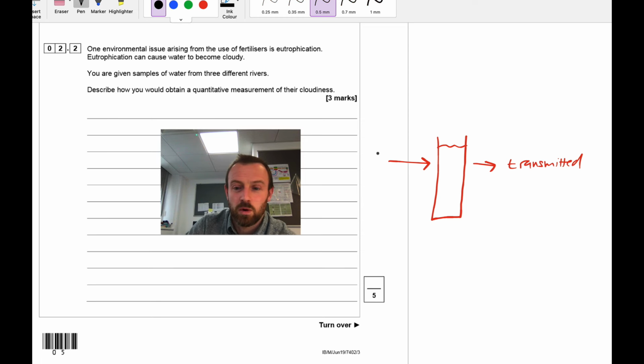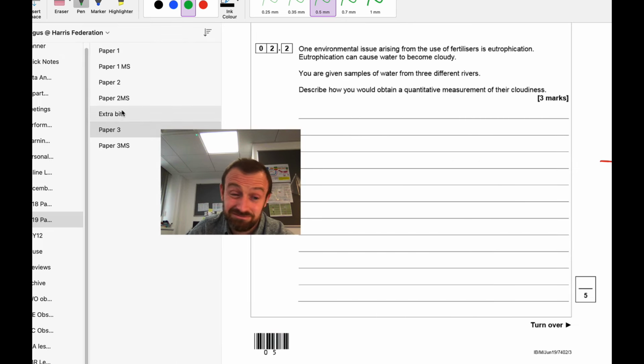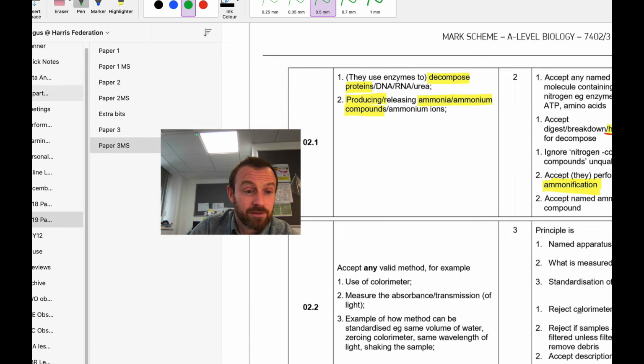You know, basically the more bacteria and algae that are present in the sample, because that's the bacteria and algae causing the cloudiness, the less light is going to be transmitted. I think that would be enough. If I had a bit of space and I was wondering, is that going to be enough? I might say it may be necessary to dilute the river water sample first, potentially. I don't know. Let's have a look.